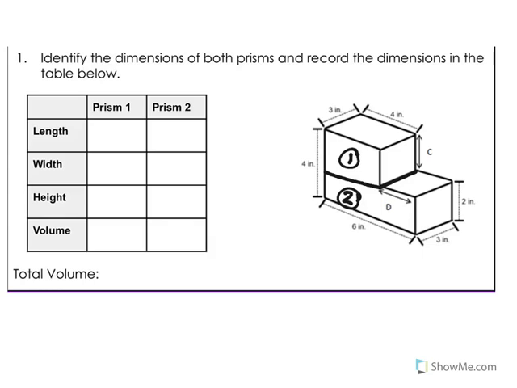Or we could even split it up into a left prism and a right prism. So we have prism 1 over here and prism 2 over here, which is actually what we're going to do for the sake of this model. So we're going to have a left prism and a right prism.